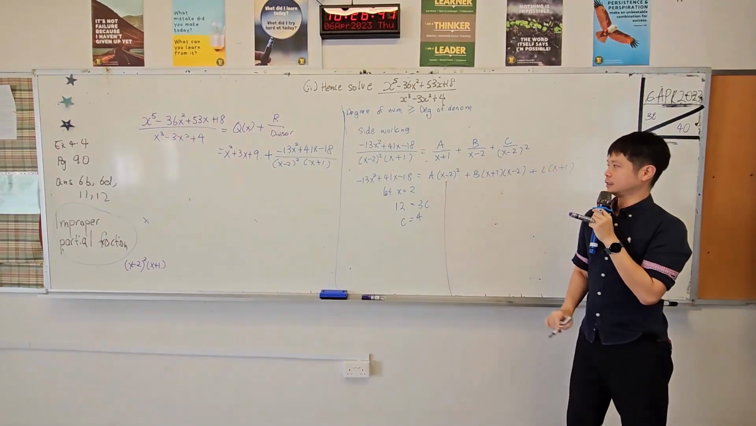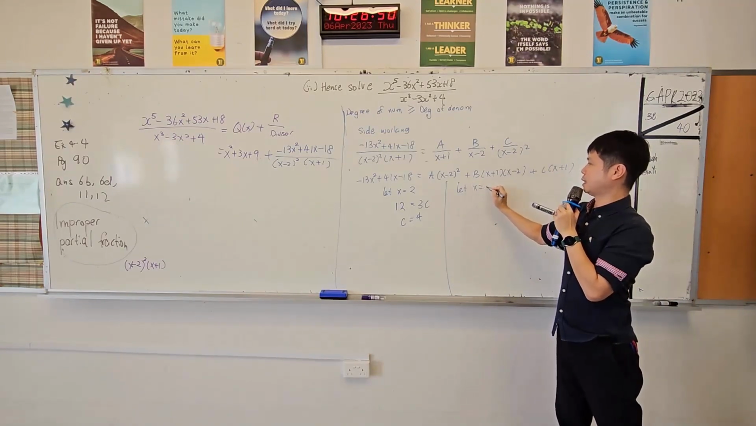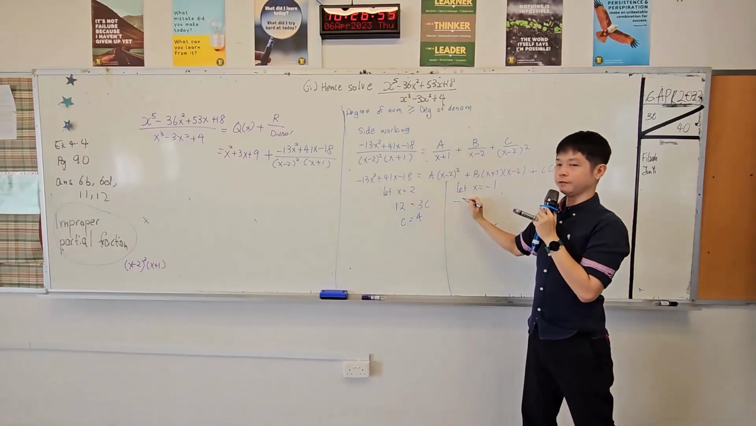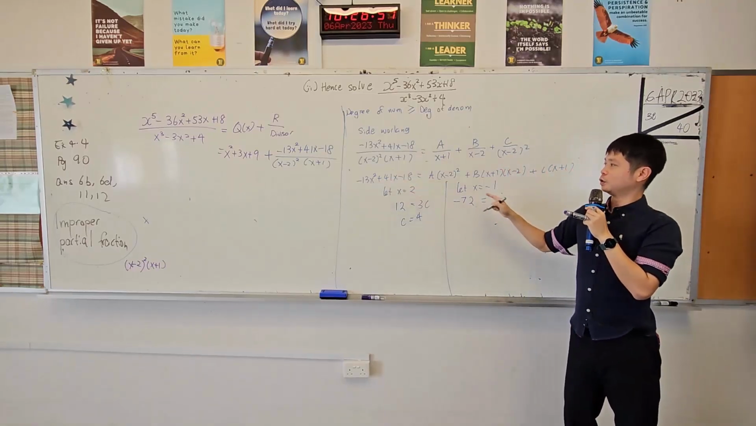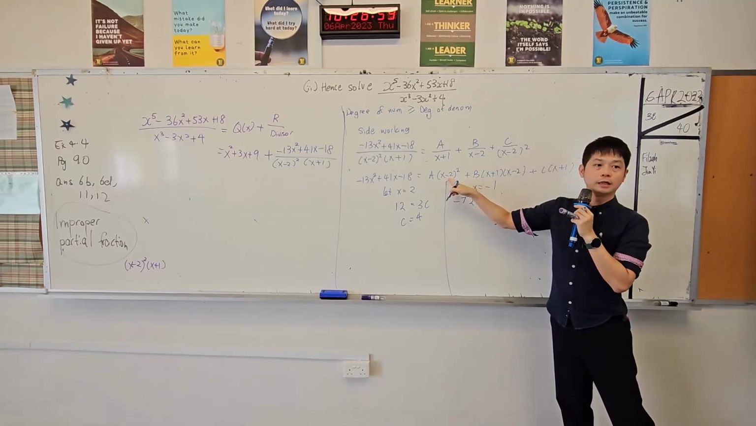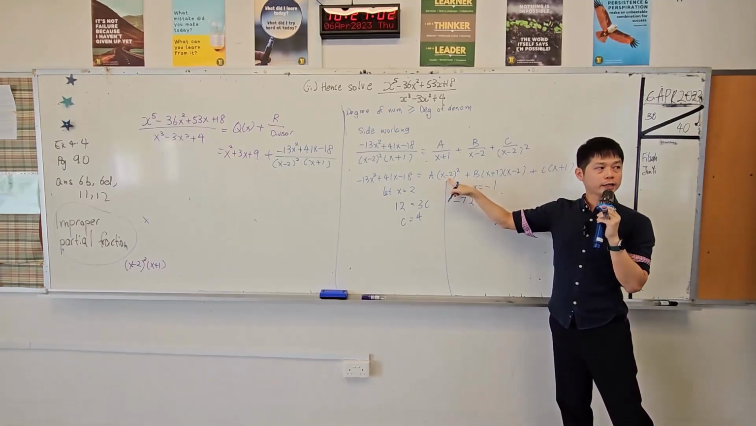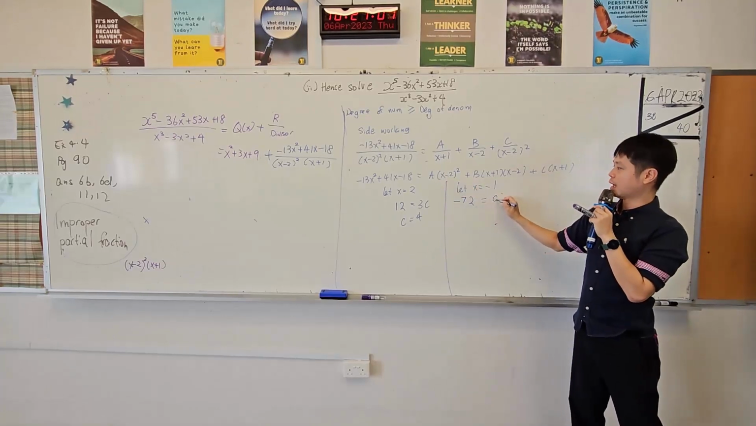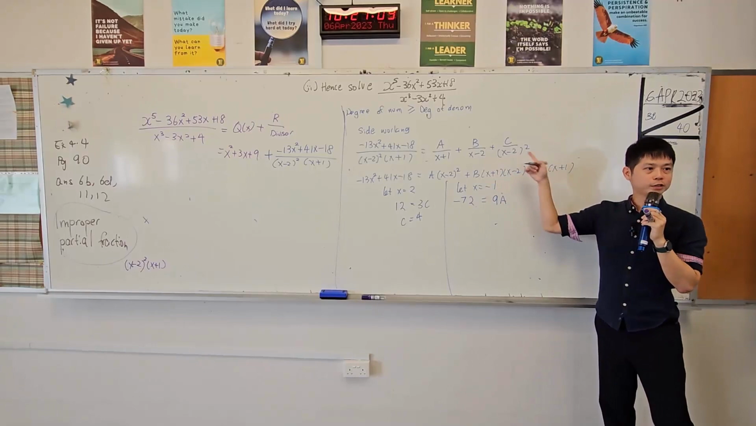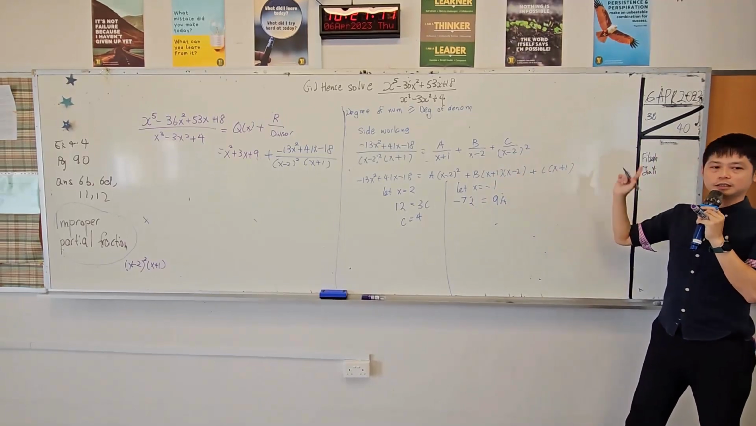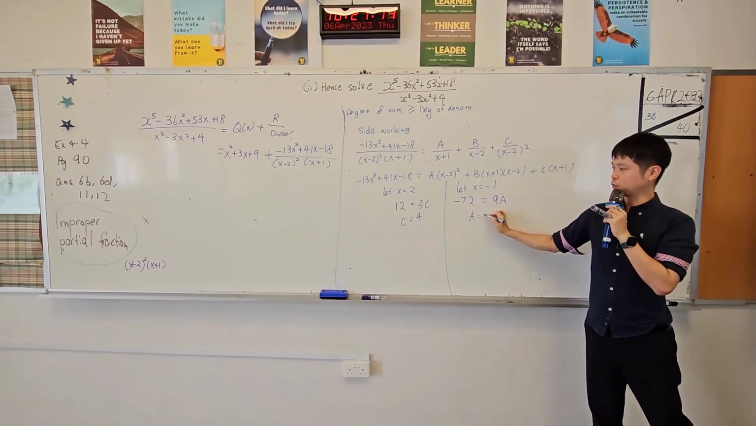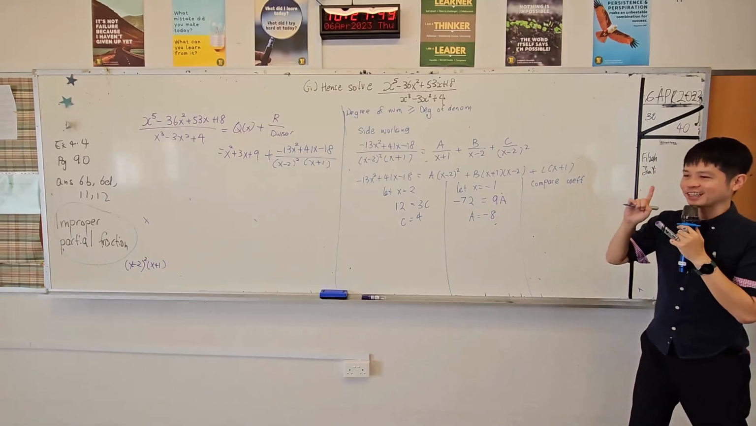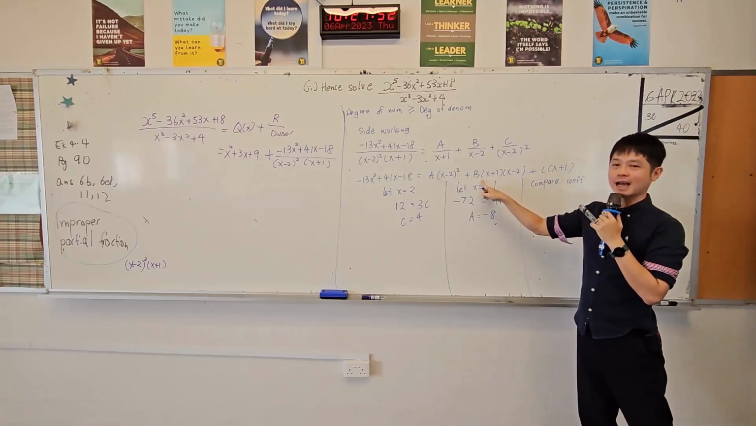Next. Let x be negative 1. What's on the left hand side? Negative 72. So this will become negative 3 squared, which is 9. So I have 9A. Oh, good. This one disappeared. And then this one disappeared. So A will be equal to negative 8. Easy peasy.